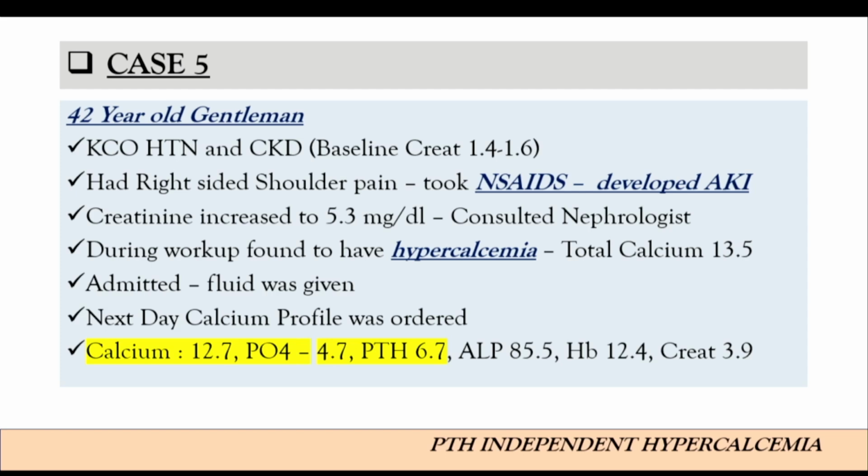So calcium was 12.7, phosphorus was 4.7, not very low, not high, but creatinine was 3.9. So we really interpret the phosphorus here. PTH was checked twice, it was 6.7. So high calcium, low PTH, it is a PTH-independent hypercalcemia again with high creatinine.